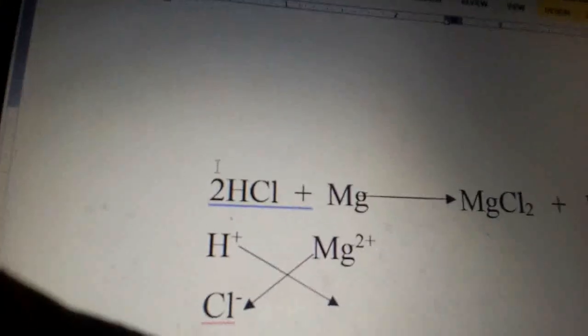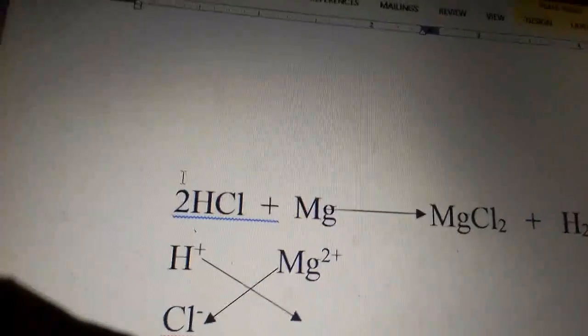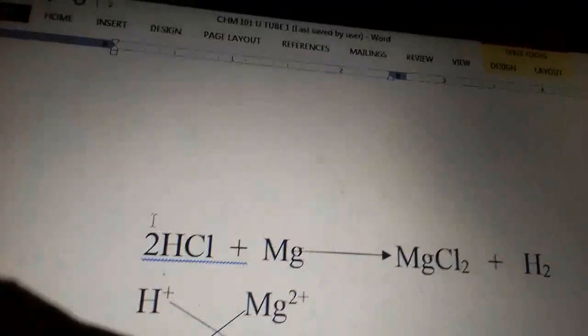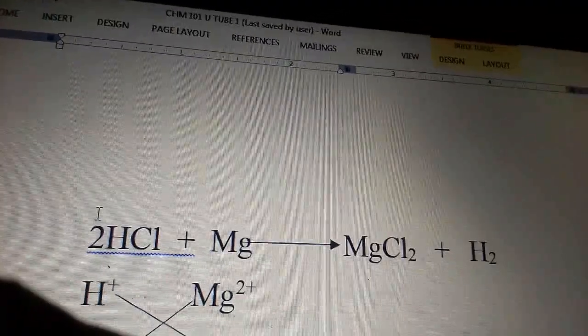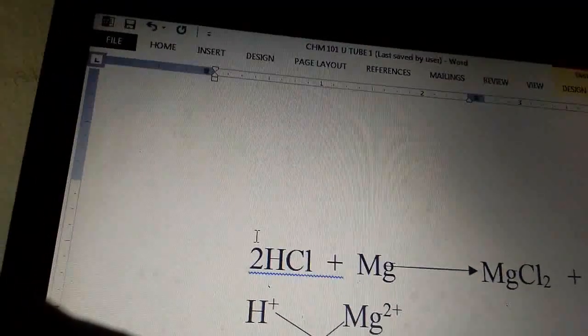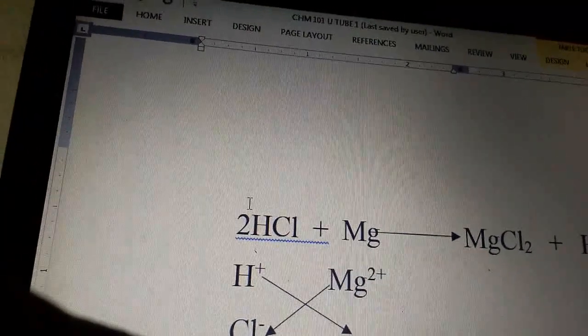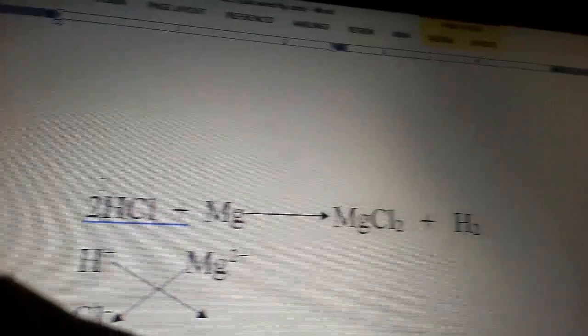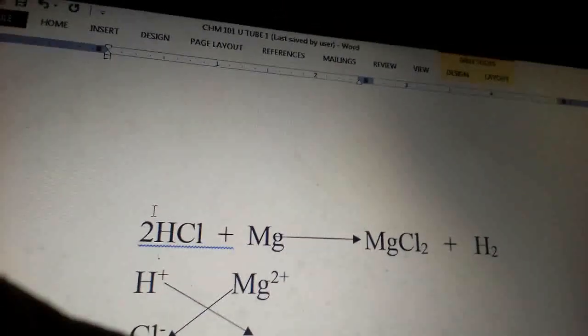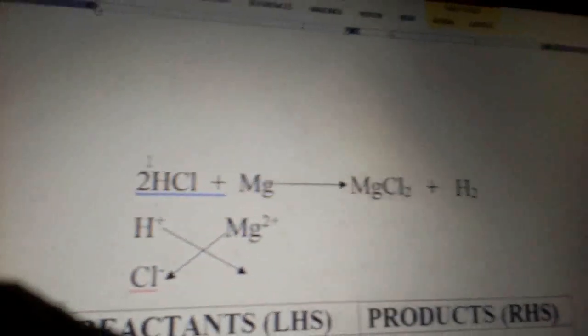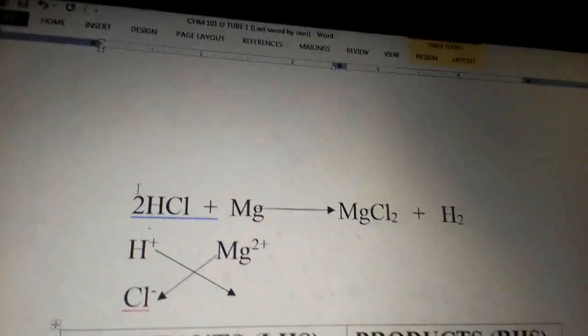So we go back to the equation and then check it again. Hydrogen is 2 atoms. Chlorine is 2 atoms. Magnesium is 1 atom on both sides. Chlorine is 2. On the left hand side is 2, 2 times 1 is 2. On the right hand side, chlorine is 2 on magnesium chloride. Then on the left hand side, hydrogen is 2 times on HCl, 2 times 1 is 2. On the right hand side is also 2 atoms, making the equation a balanced equation. So having done that, we move to the next question.